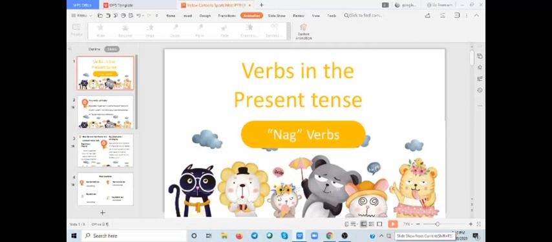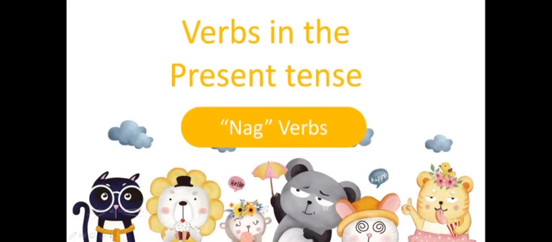Today, we will be learning about the nag-verbs in the present tense. Not all verbs in Tagalog have the same rule, but don't worry, we will get there. For now, let's focus on the nag-verbs.